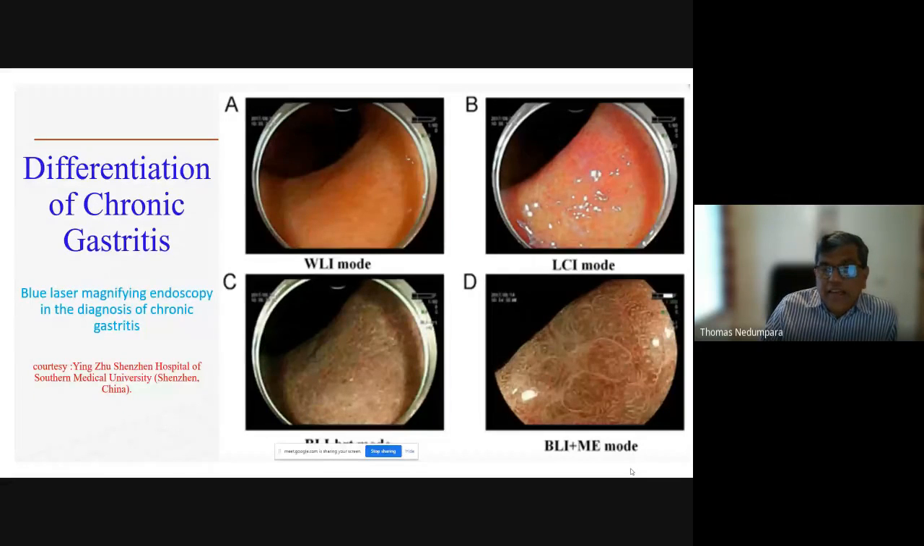So these subtle changes cannot be picked up by normal endoscopy. As you can see in picture A, the picture is quite blurred. So if you increase the resolution, you can see slightly better as you've seen in picture B. Whereas if you want to see true details of the mucosa, you can use a blue light. And in picture D, you can see very great details using a magnified blue light microscope.